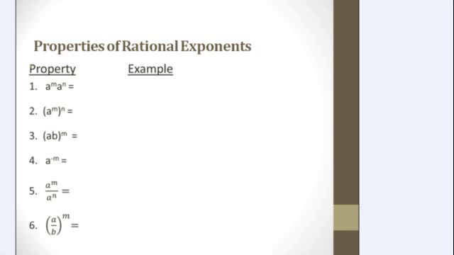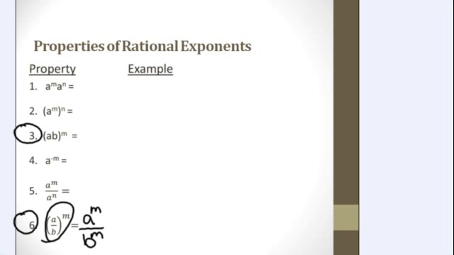And the sixth property is a power of a quotient, where we can distribute the exponent to everything on the numerator and everything on the denominator. Now, with distributing exponents, like in property 3 and property 6, we can only do that with multiplication and division. Do not try to do that with addition or subtraction. All right, let's look at an example of how we could use this.